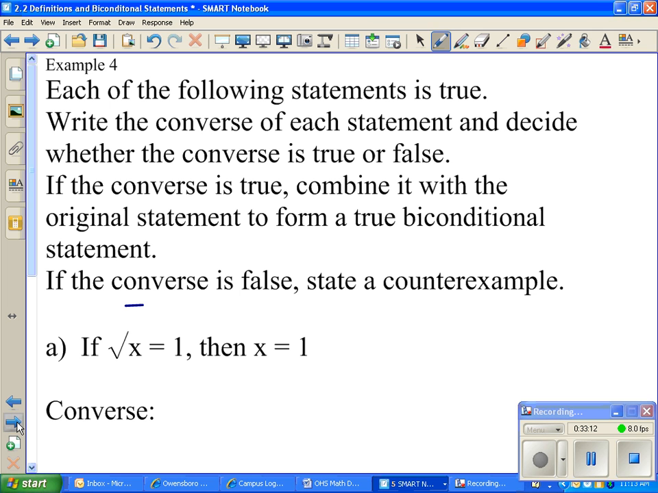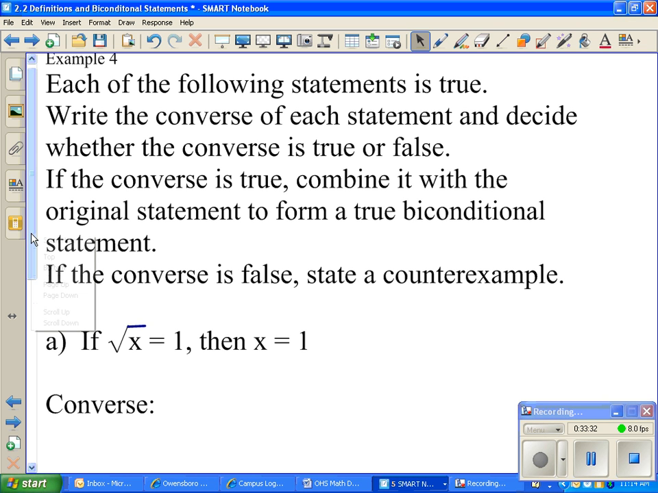All right, so each of the following statements is true. Write the converse of each statement. Decide whether the converse is true or false. If the converse is true, combine them into a biconditional. If it's false, we don't. What I want to do is just pick one that is true. I want to show you how to write it.